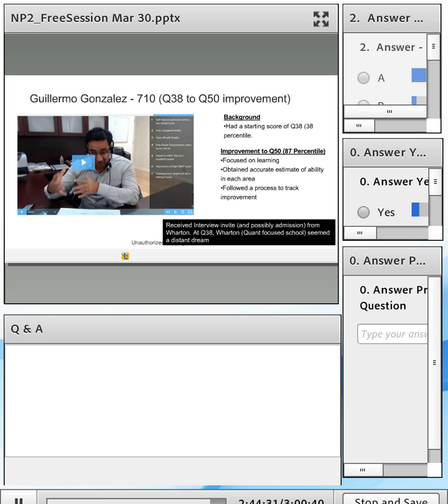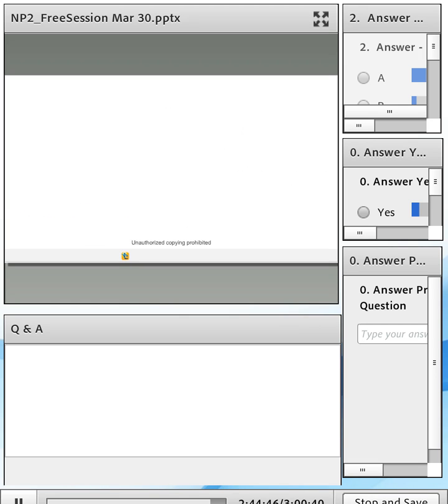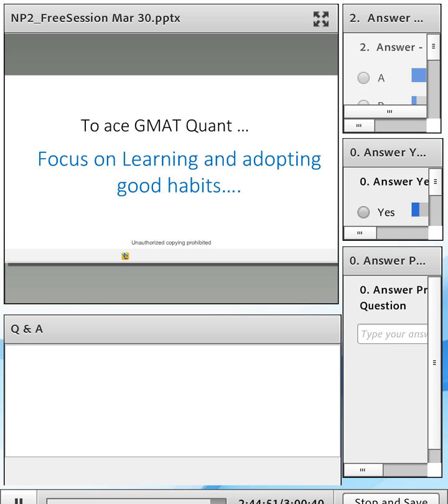Right? So at Q38, Wharton seemed a distant dream, but he had received an interview invite and possibly admission from Wharton. So again, that's the power of you making sure that you focus on the right aspects. You build good habits. You take care of the conceptual aspects on the GMAT. You are methodical, wherein you're building your process skills, utilizing the course. You're methodical, wherein you can pinpoint where you're making mistakes by utilizing the detailed solutions that are there in the course.